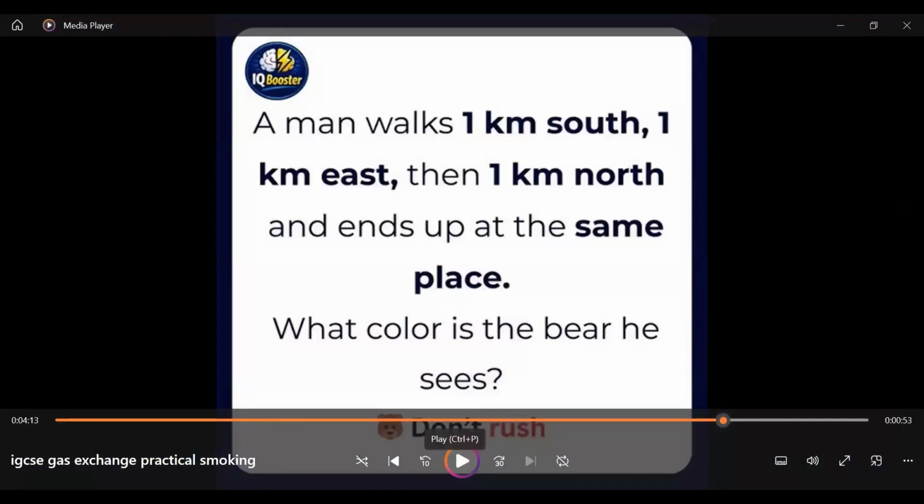Last thing to finish, a small thing. A man walks 1 kilometer south, 1 kilometer east, then 1 kilometer north, and ends up at the same place. What color is the bear he sees? Don't rush, you will find it.